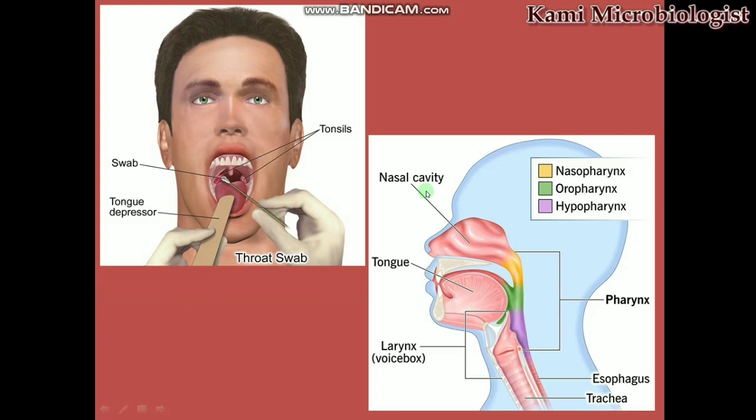Now if you want to collect the throat swab, we have to take a swab, as you can see, and then we touch the tonsil area. We collect the sample from the tonsil and from all the surrounding throat area as well. This is how the throat swab is collected.